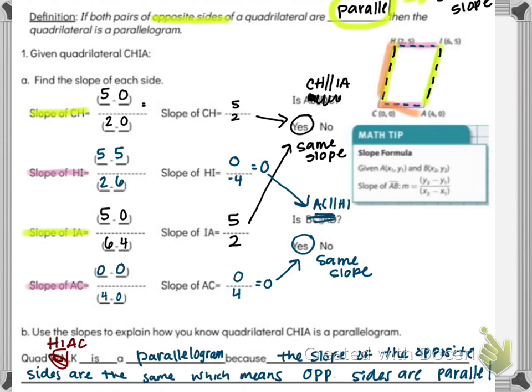So if I was looking at, what side is this? HC. So we were looking at this side right here, and this side right here is AC or CA, which is this right here. And then you just have to compare them. Is one of them positive, one of them negative? No, they're both positive. Is one of them the flip version of the other? No, it's not. So this one is not a rectangle. This one's just a parallelogram.